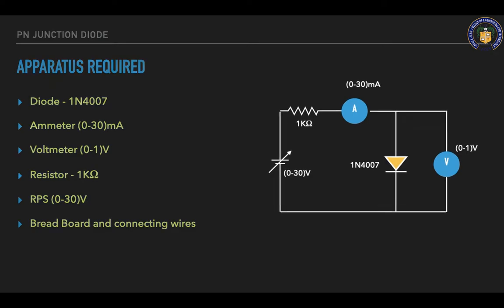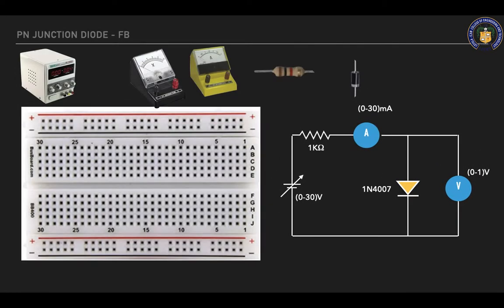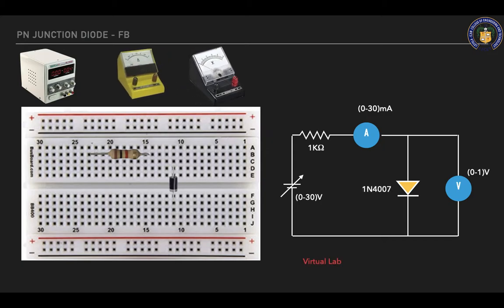Now, I'm having the breadboard and the components. Let me fix my resistor and the diode. Okay. So after fixing your resistor and the diode, I'm going to connect it. So from positive of the supply it is connected to the resistor, positive of the ammeter to the resistor, and the negative of the ammeter to the anode, and the negative of the supply to the cathode. So the whole loop is completed.